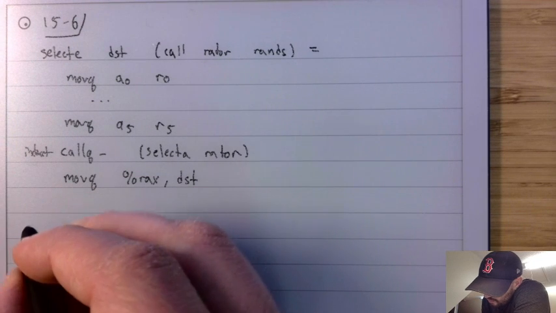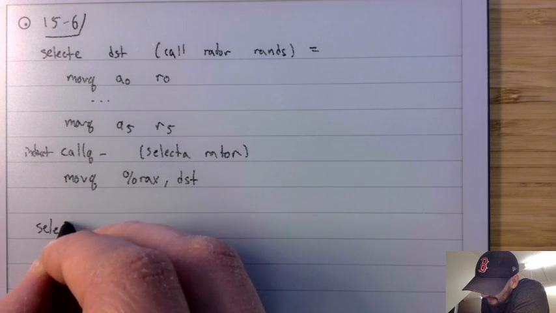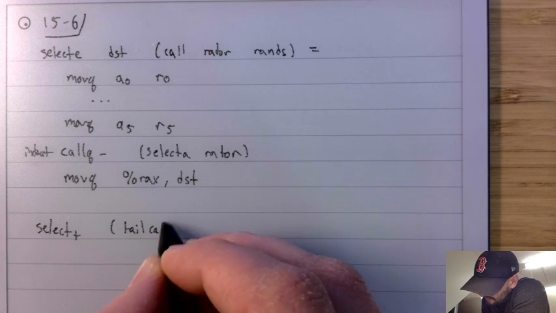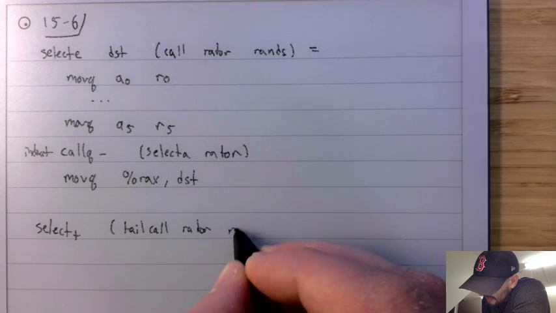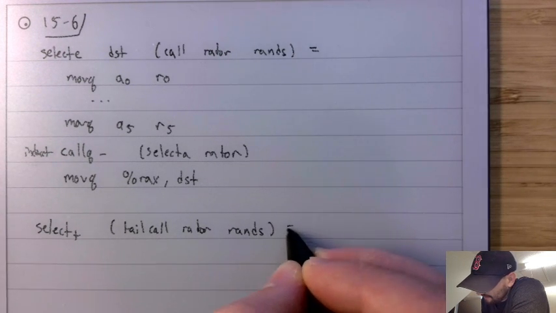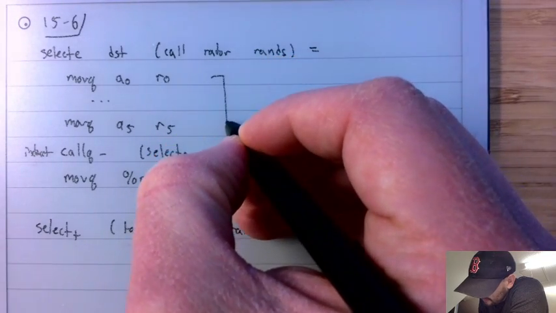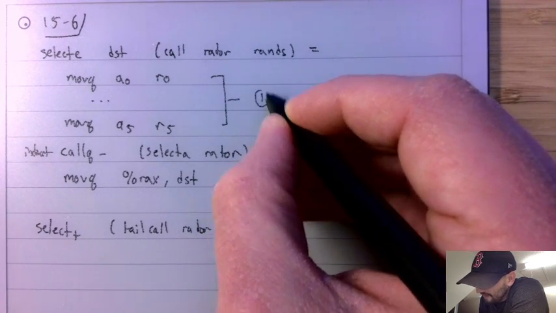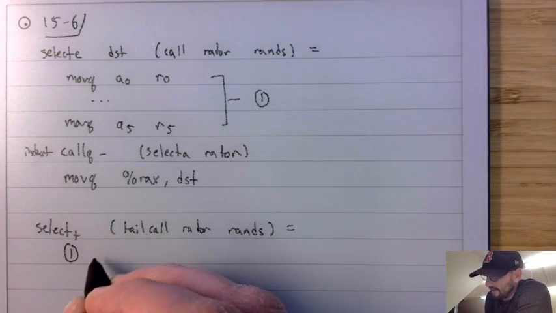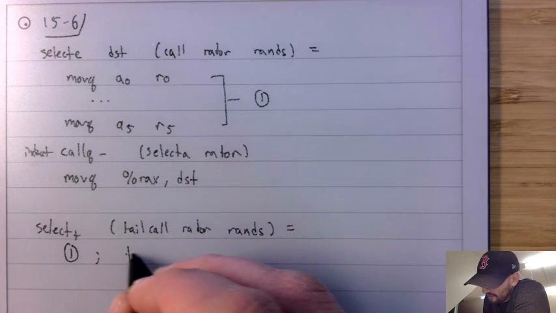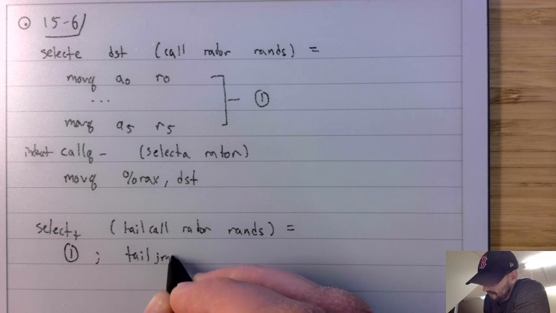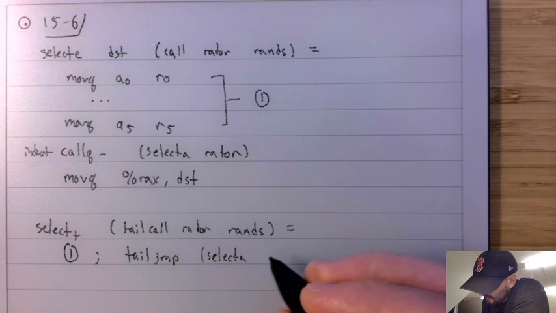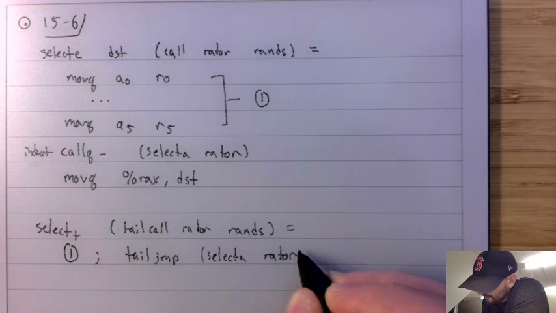Now in contrast, what if we had a select T and we ended up with a tail call of the operator and the operands? Well, this right here, let's just call it 1. So we're going to do everything that was in 1, but then after that, we're going to do a tail jump to the select A of the operator.